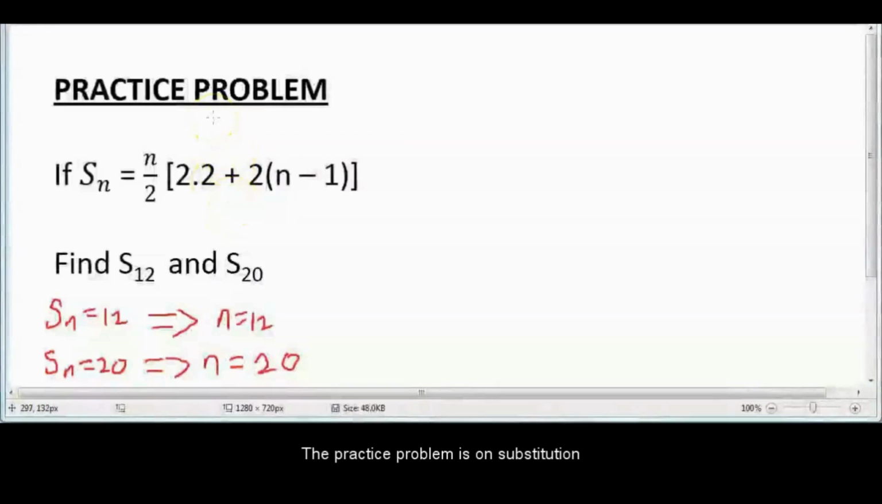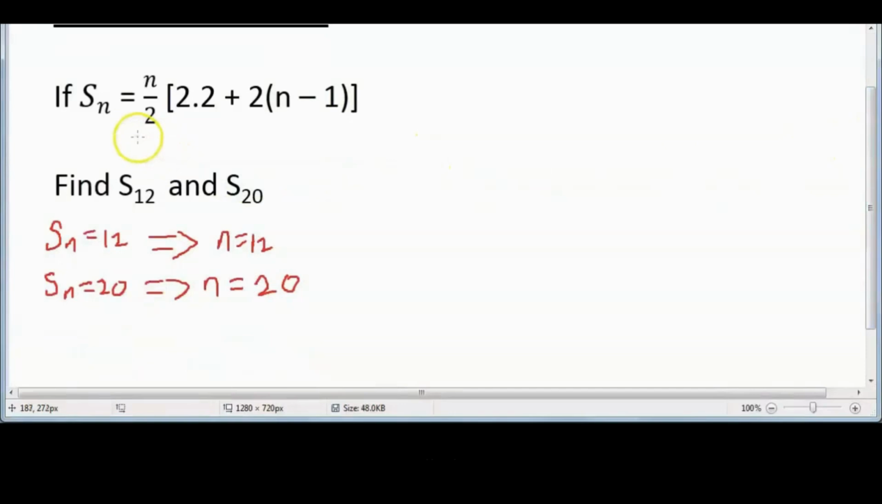The practice problem is on substitution. We have a question that says if S_n is equal to n over 2, then inside the parentheses we have 2.2 plus 2 open bracket n minus 1 close bracket, followed by a closing parenthesis. Find S subscript 12 and S subscript 20.